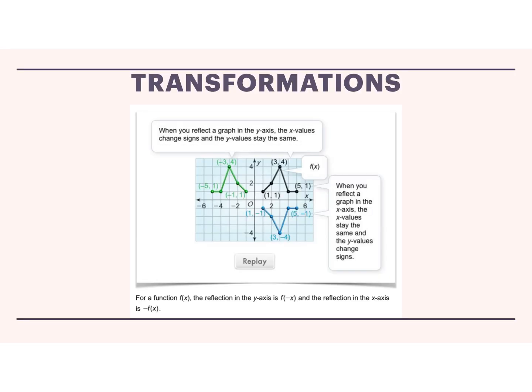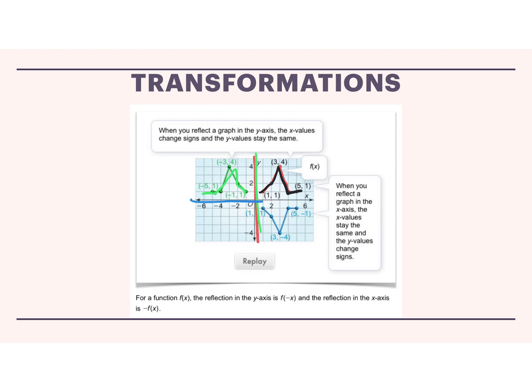The next type of transformation we're going to look at is a reflection. So we have two different types of reflections. We can reflect it on the y-axis. So if you look here, this black graph is what we started with, and it was mirrored on the y-axis, so it was just flipped over here to the green graph.